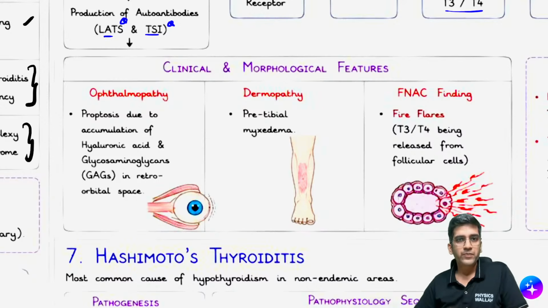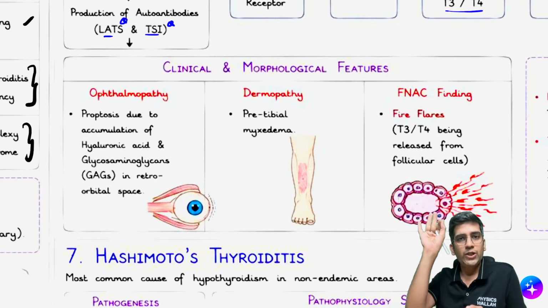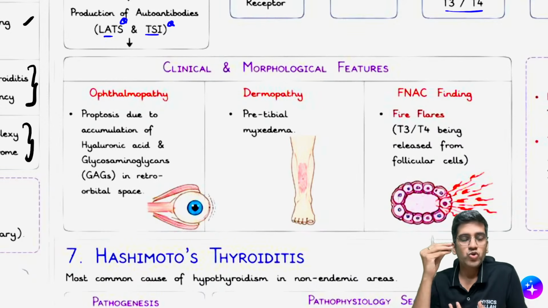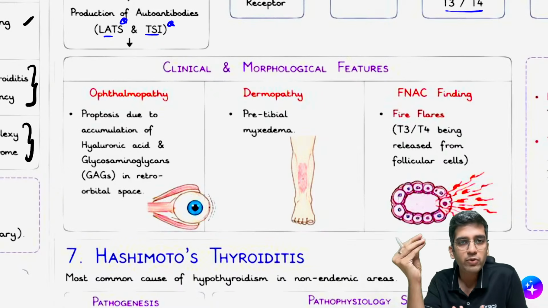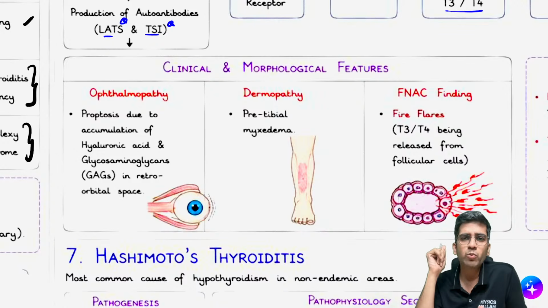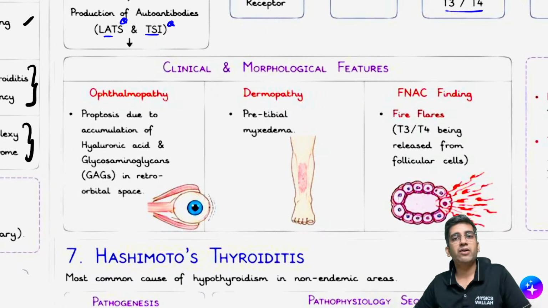Fine. Okay. So now, I told in the starting point, I need the triad. So clinical features is going to be around the triad. I have to make it. I will be able to see them, right? Ophthalmopathy is one of the most important findings. Why do I have ophthalmopathy?